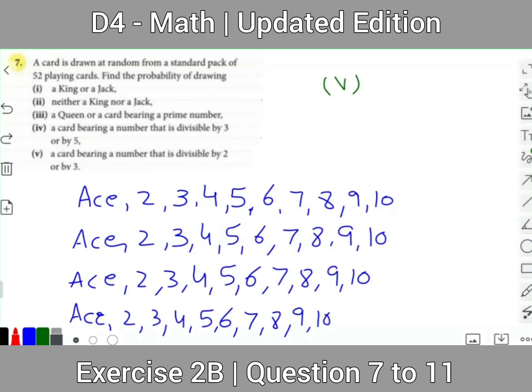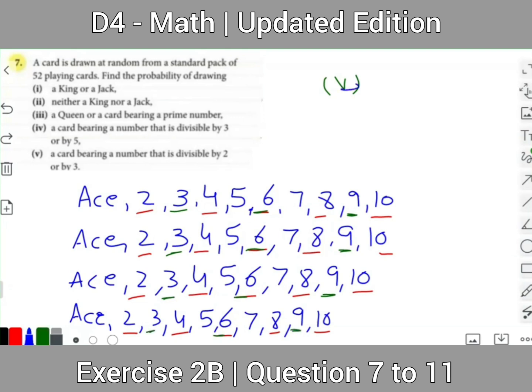Now we'll use the red color to mark the numbers that are divisible by 2. Those are 2, 4, 6, 8, and 10, in each suit. And now we will use the green color to mark the numbers that are divisible by 3. Those are 3, 6, and 9, in each suit.